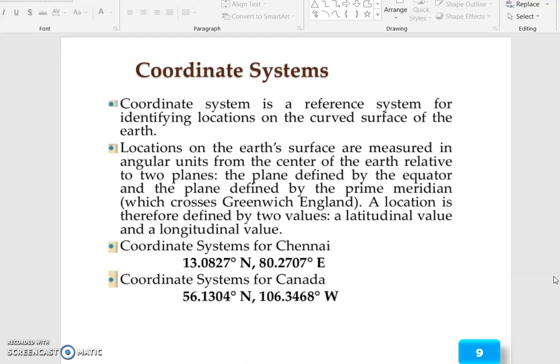Coordinate system for Chennai: 13.0827 degrees north, 80.2707 degrees east. Coordinate system for Canada: 58.5304 degrees north, 106.3468 degrees west. So it is a unique identification number for each and every place in the earth.